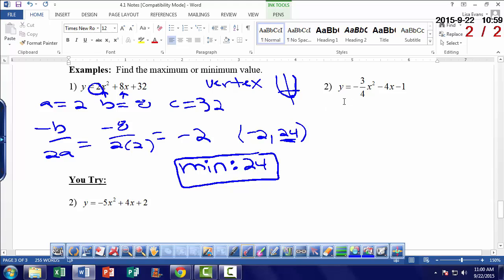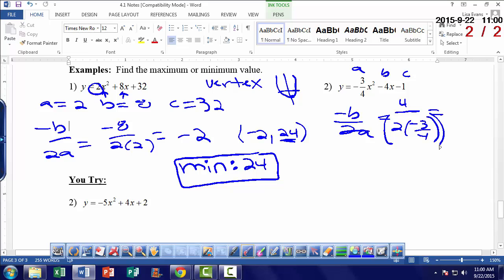Be very careful because of the fractions. So this is our A, this is our B, this is our C. We're going to do -b over 2a. So -b is going to end up being +4 over 2 times -3/4. Okay, you can punch this in your calculator, but if you do so, I caution you to be very, very, very careful and put your parentheses around the entire denominator.